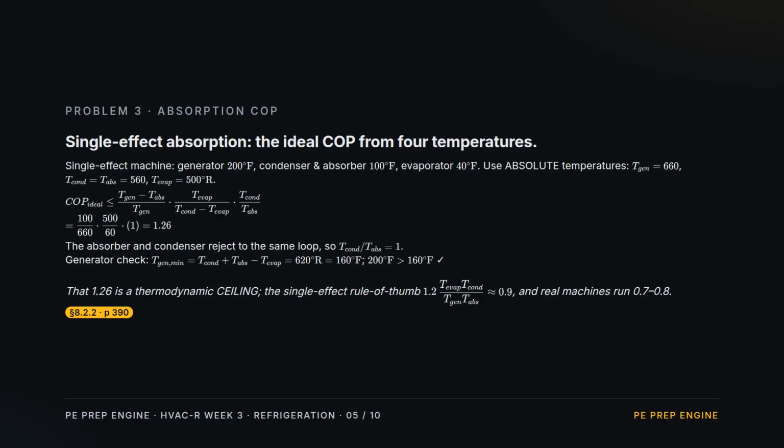200 is fine. But remember, 1.26 is a ceiling. The rule of thumb lands near 0.9, and a real single-effect machine delivers COP around 0.7 to 0.8.